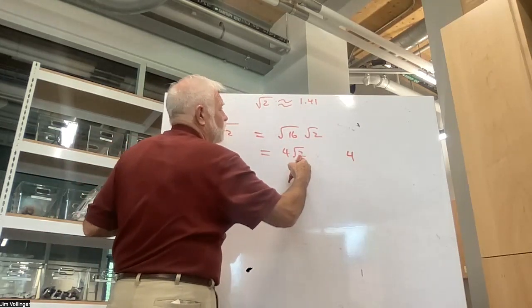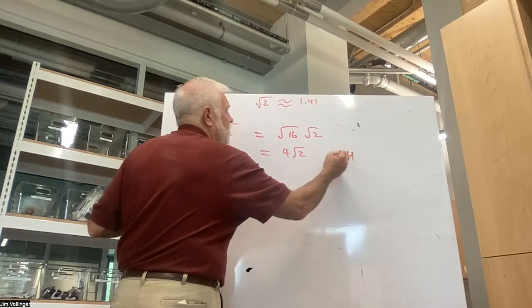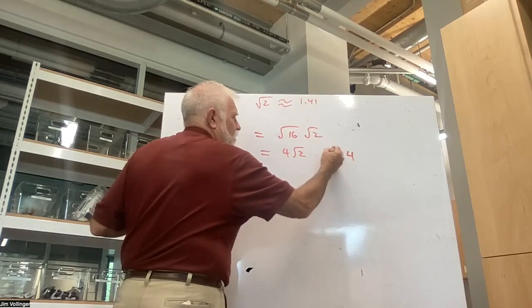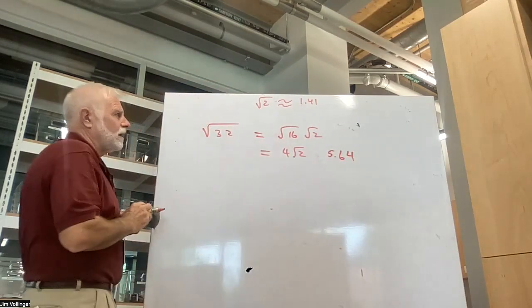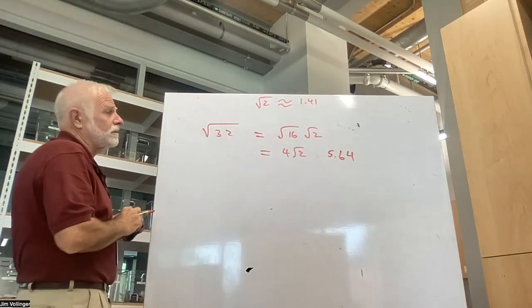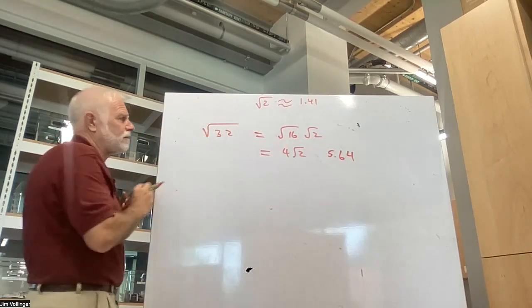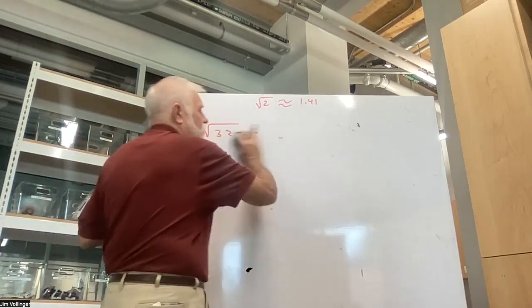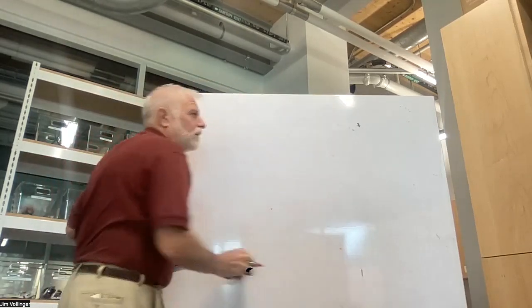So without a calculator, I have a pretty good approximation of that. So let's see, 4 times 1, 4 times 4, 16, carry the 1. So 5.64, I believe. Yeah, it's got to be between 5 and 6, right, to get 32. So good, a little approximation there. So we'll be doing that.